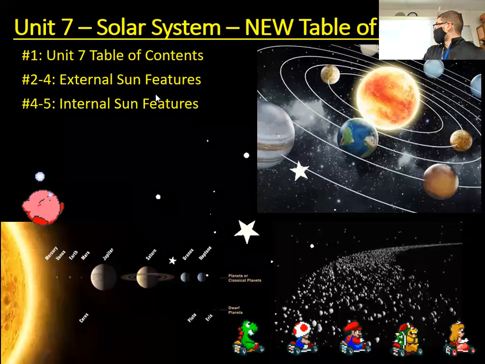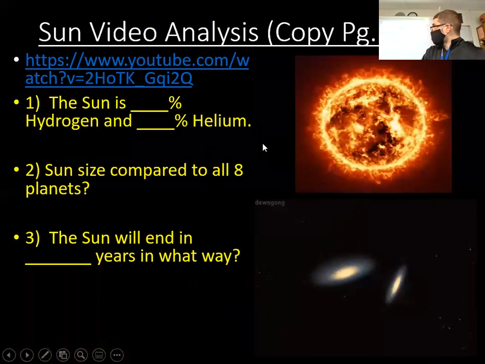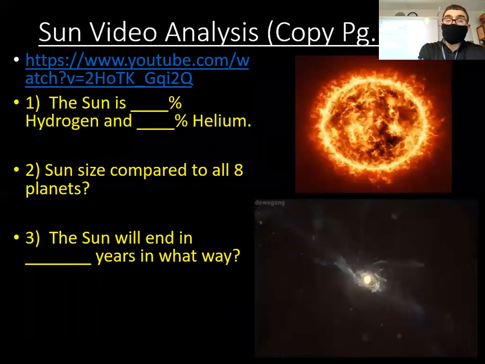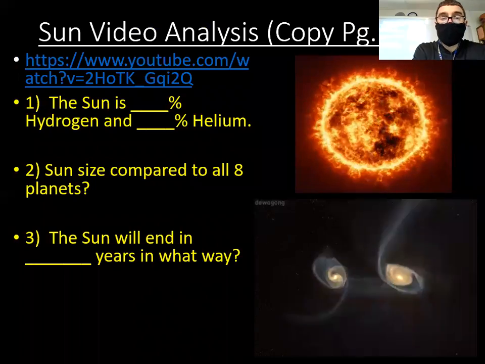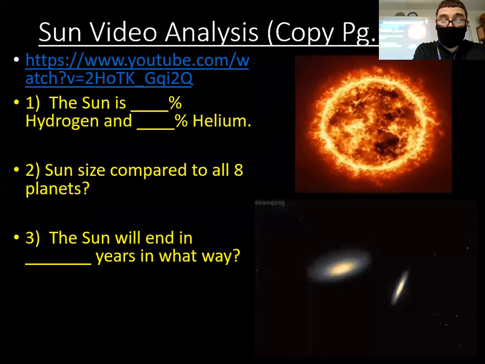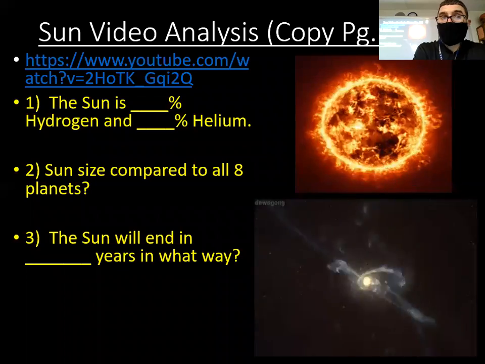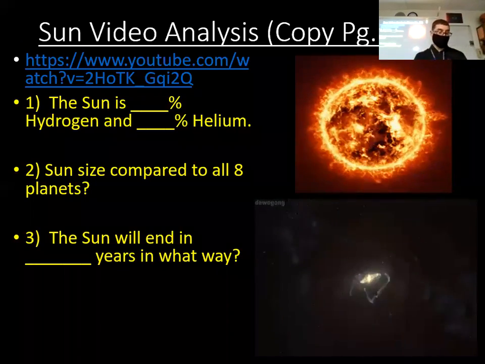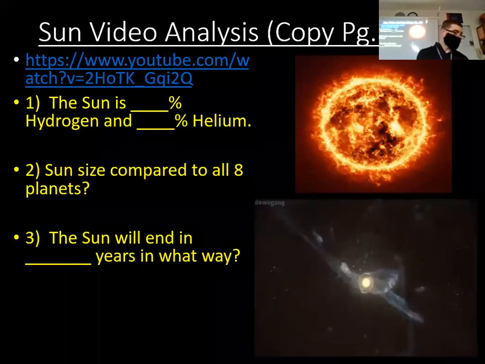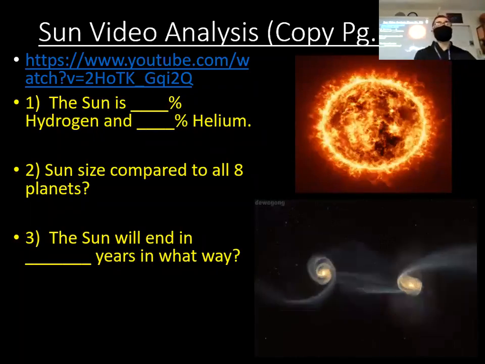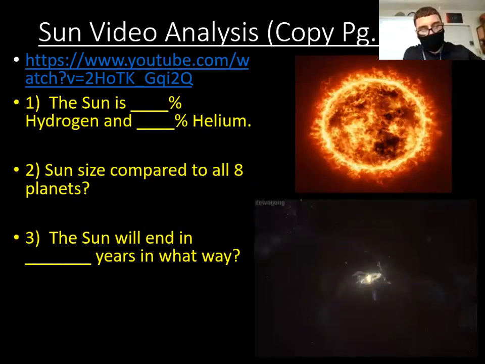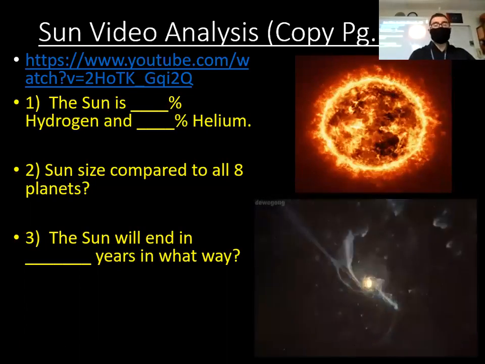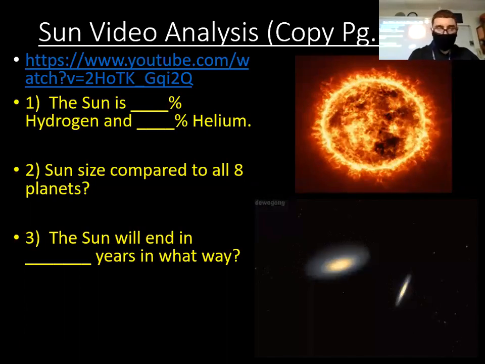Let's move on to some important questions that could be on that notebook check. We've gone over a lot of the sun. So let's do a full breakdown of the sun with these 3 questions. Again, you need to write these down on page 5. Number 1, we know the main 2 elements are hydrogen and helium, but I want to know which is there more of and what are the exact percentages. So what percent is going to be hydrogen? What percent of the sun is helium?